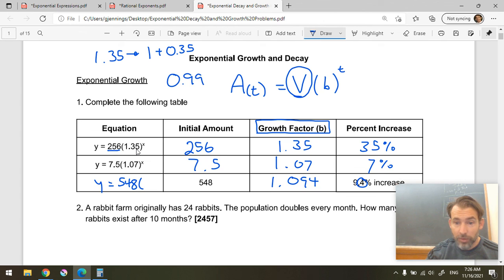Okay, 9.4. That's in the tenths spot if you have a little decimal there, because this decimal, move it once, twice, and that's your percent as a decimal. So this is times 1.094 raised to the power x.